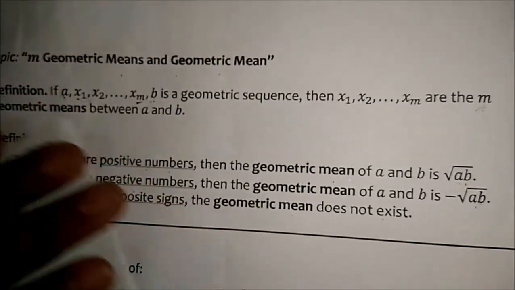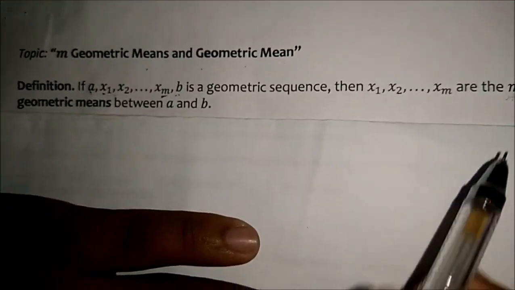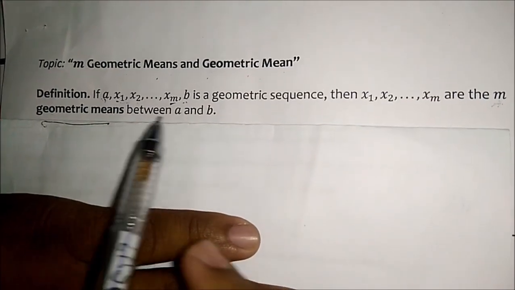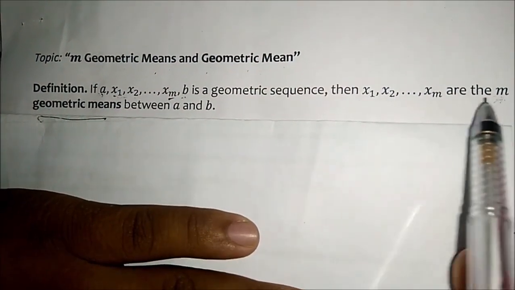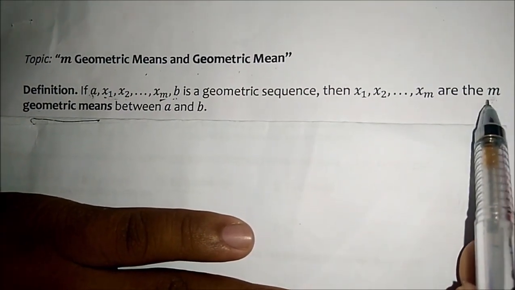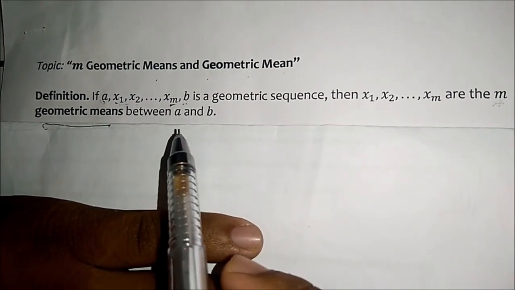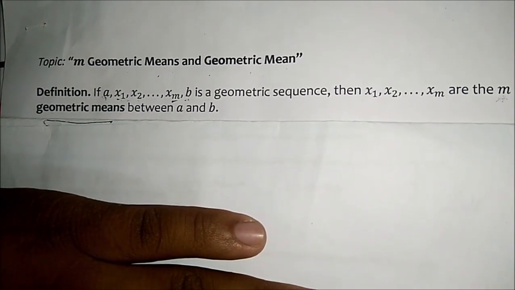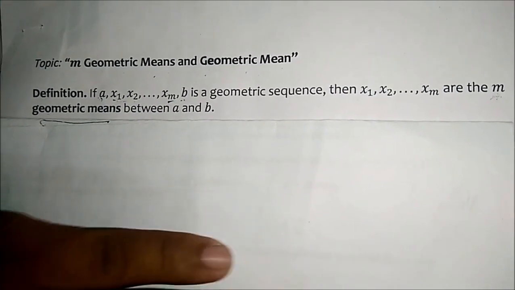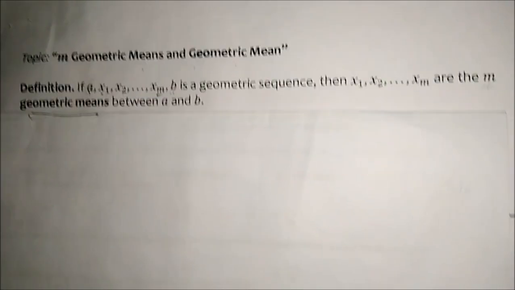Now, let us go to finding m geometric means between two terms A and B. Ano yun? So M here may represent any number. Let's say 2 geometric means, 3 geometric means, and so on. So if that would be the case, how do we determine the geometric mean between two numbers A and B?